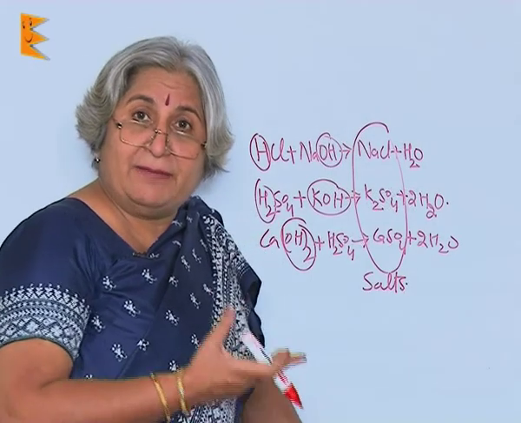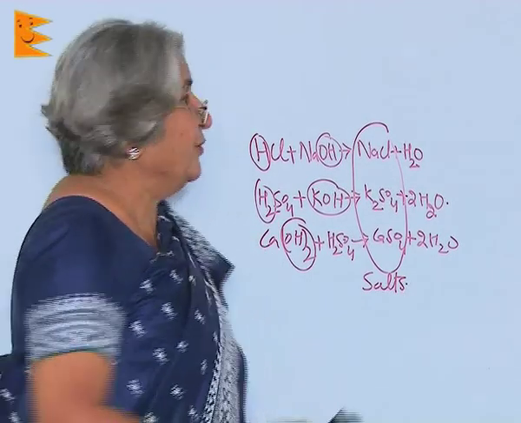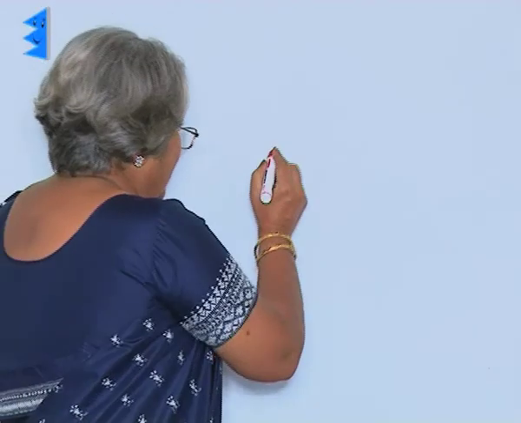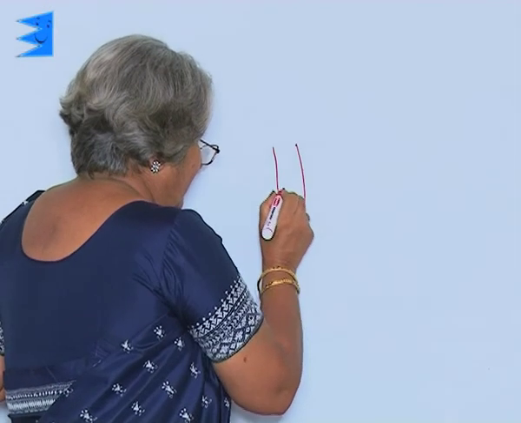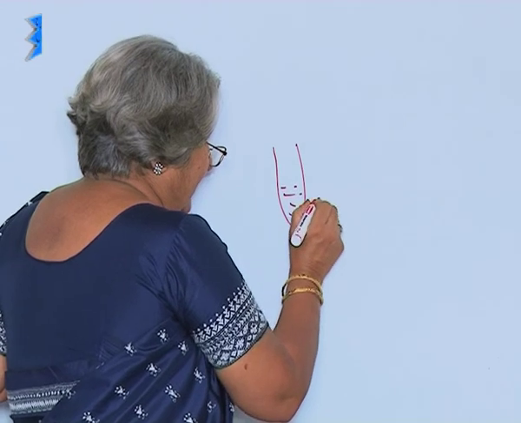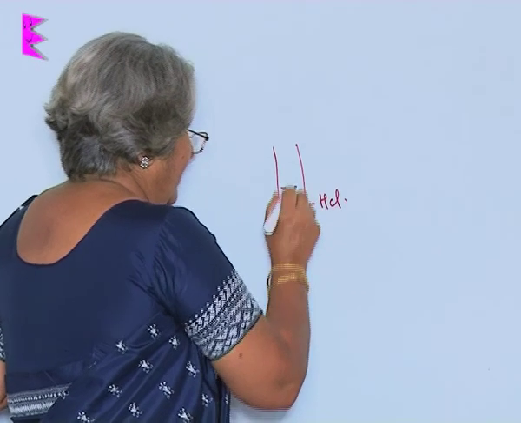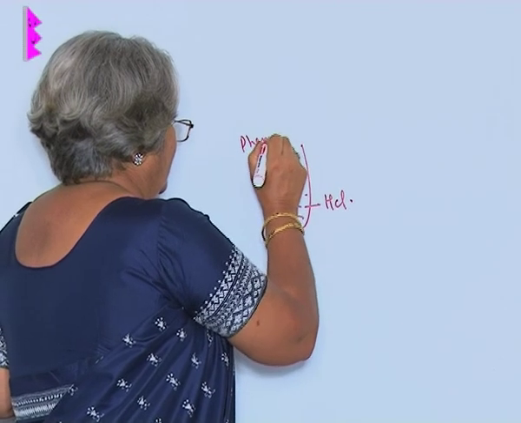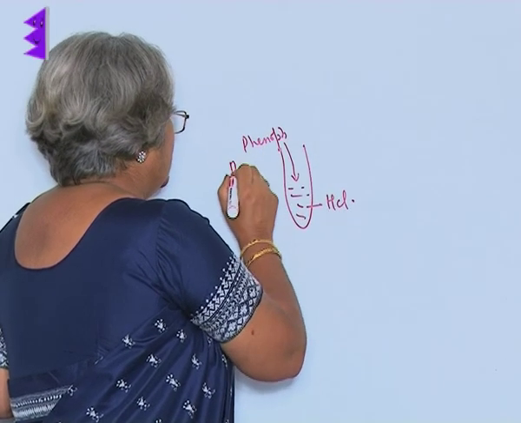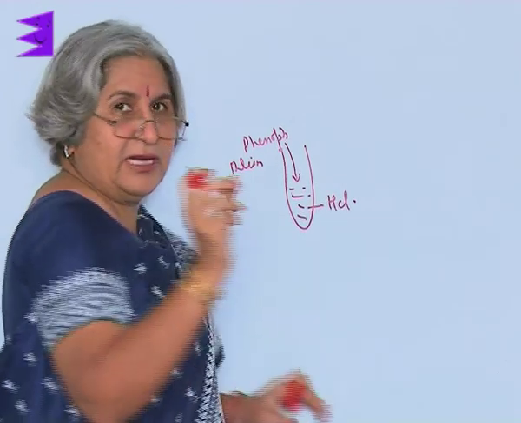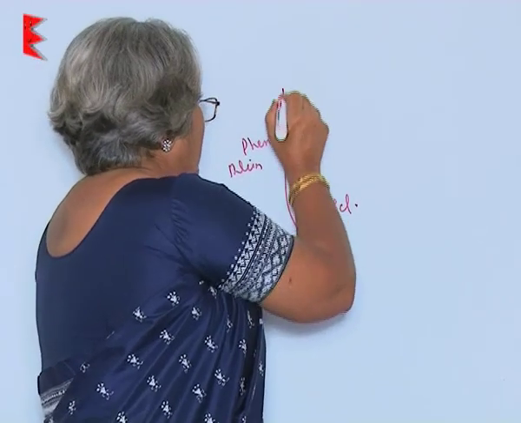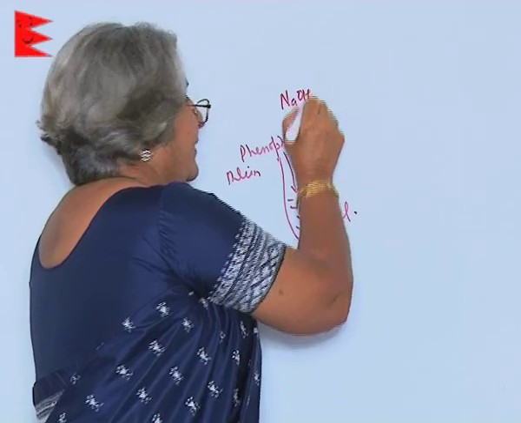This experiment can become very interesting if you do it with phenolphthalein. You can take a test tube, add some dilute acid in it, and then add phenolphthalein. There will be no change in color. You can shake it well, and then drop by drop you can add sodium hydroxide.